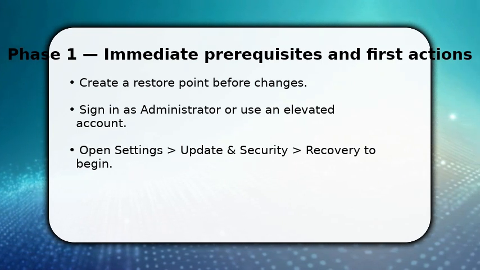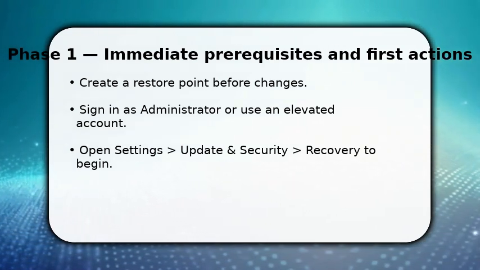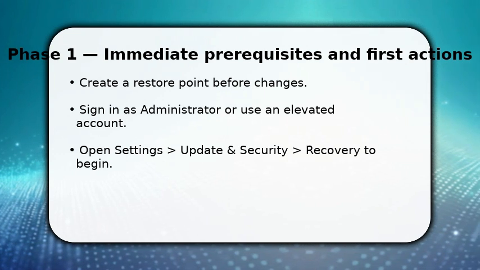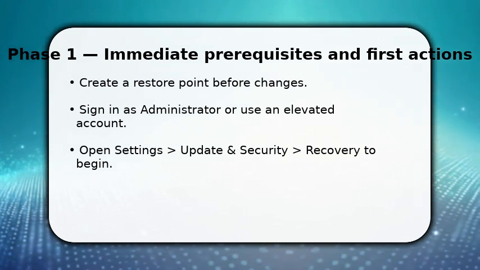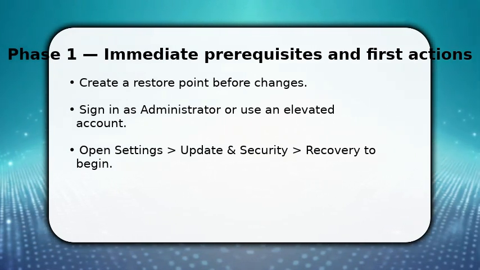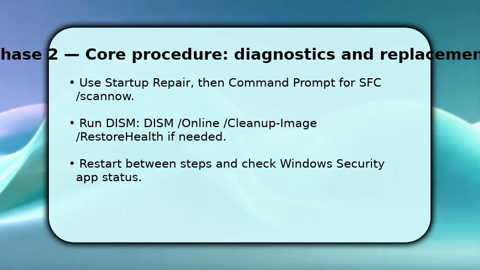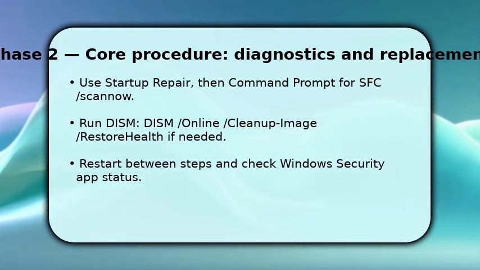Make sure Windows is up to date before deeper fixes, since missing updates often cause security component errors. Now, select Advanced Startup and choose to boot into Repair Tools so you can run the next actionable checks. Once in Repair Tools, run Startup Repair to let Windows fix boot-related security services.